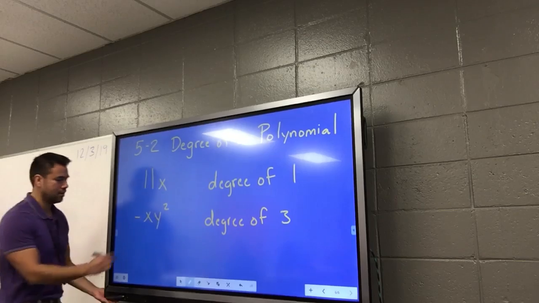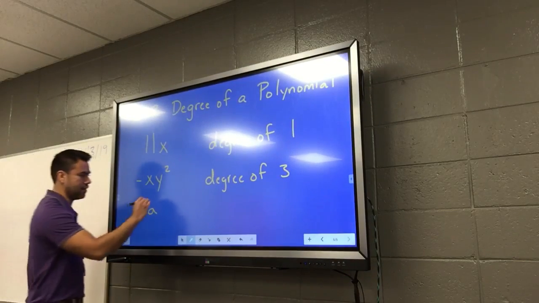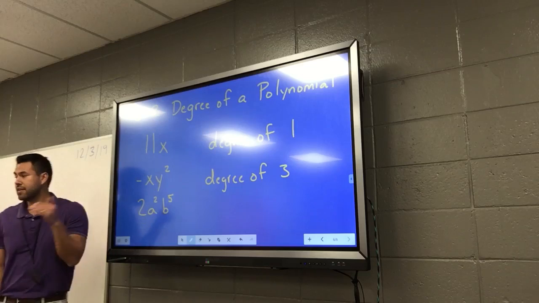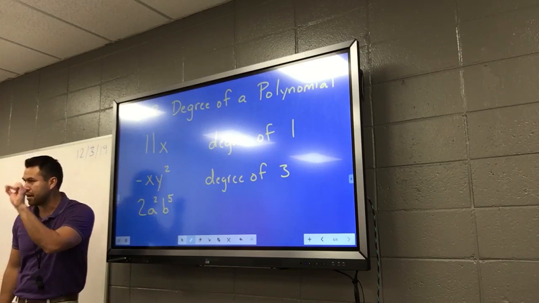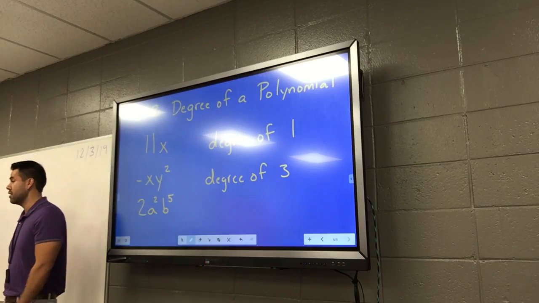Next one. 2a squared b to the 5th. Just write down the degree, and if it says find the degree, you just write it down. You don't even have to put degree of. Just put that number down.